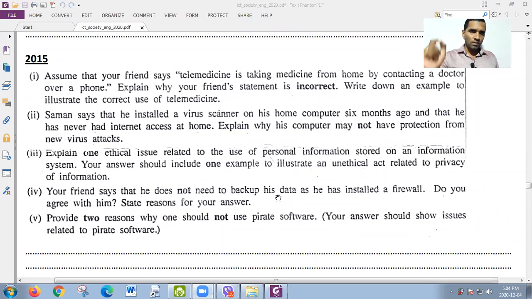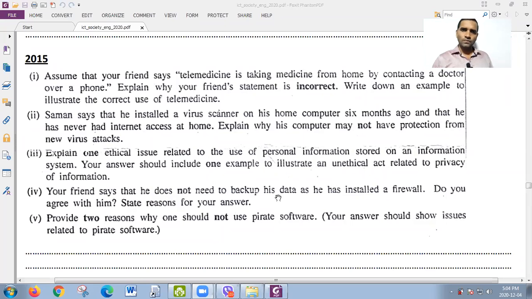We don't agree because a firewall never prevents what? A firewall prevents only unauthorized access. A firewall is not related to backup, right? So you have to say that a firewall is not related to backup. It never helps for taking backup. You can even say that a firewall is only used for preventing unauthorized access. That's enough. You don't need to elaborate about how to take backup.